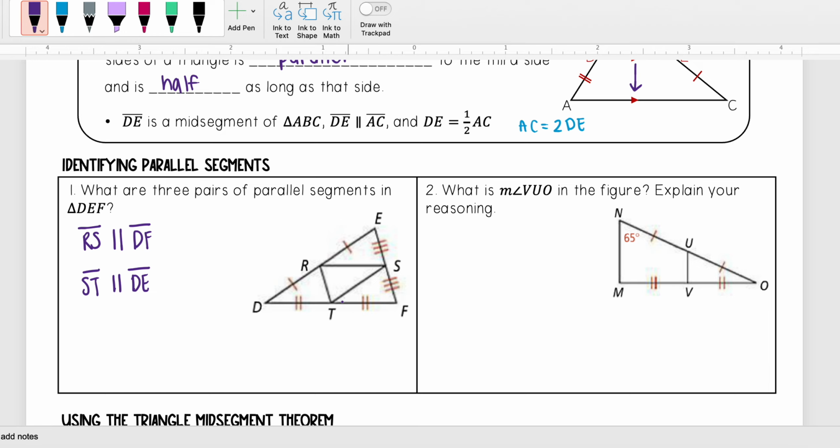And then that just leaves side RT. And I see the side opposite of RT is going to be my side EF. And so that means that RT is parallel to EF.